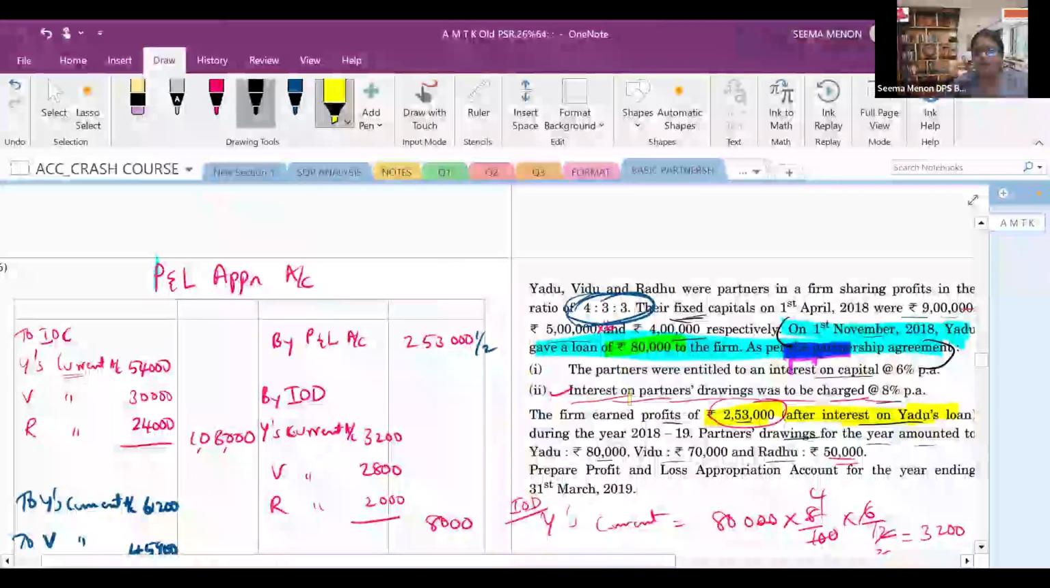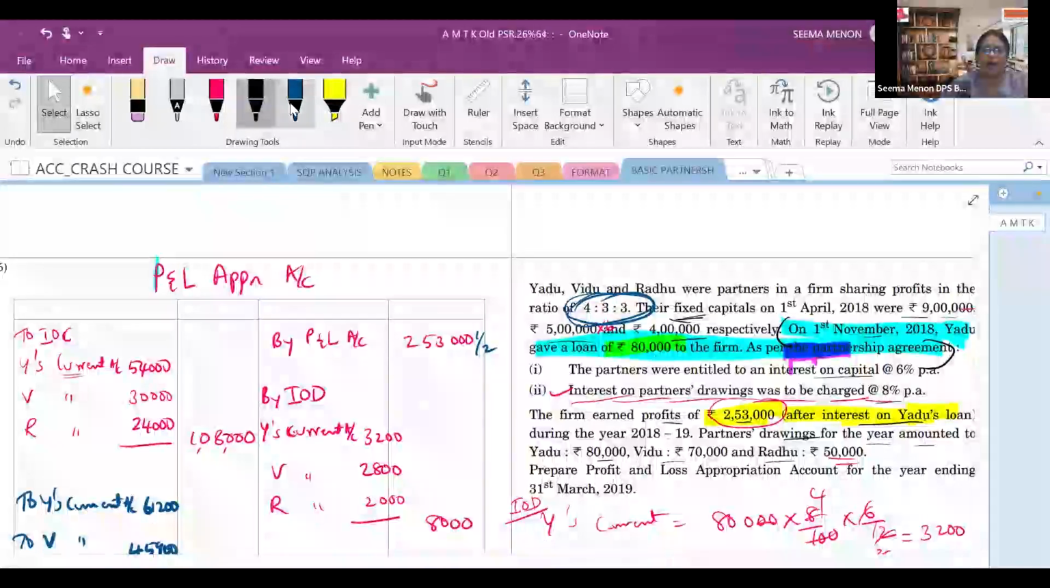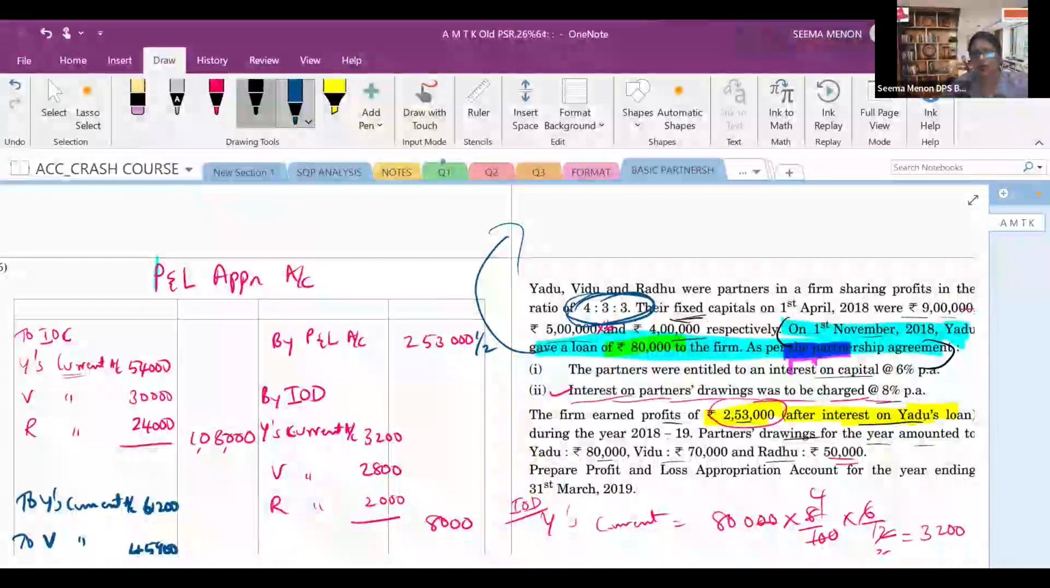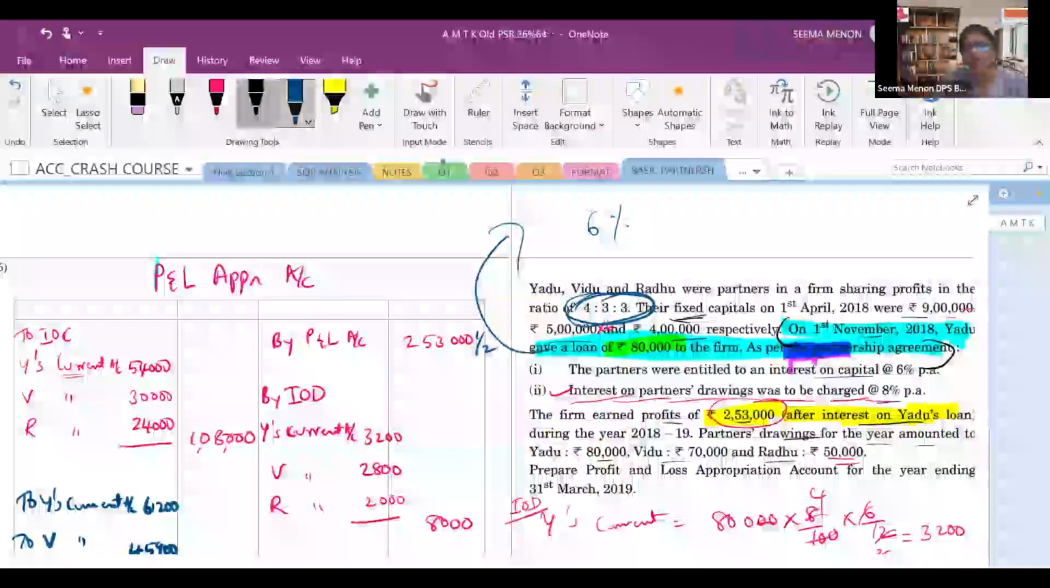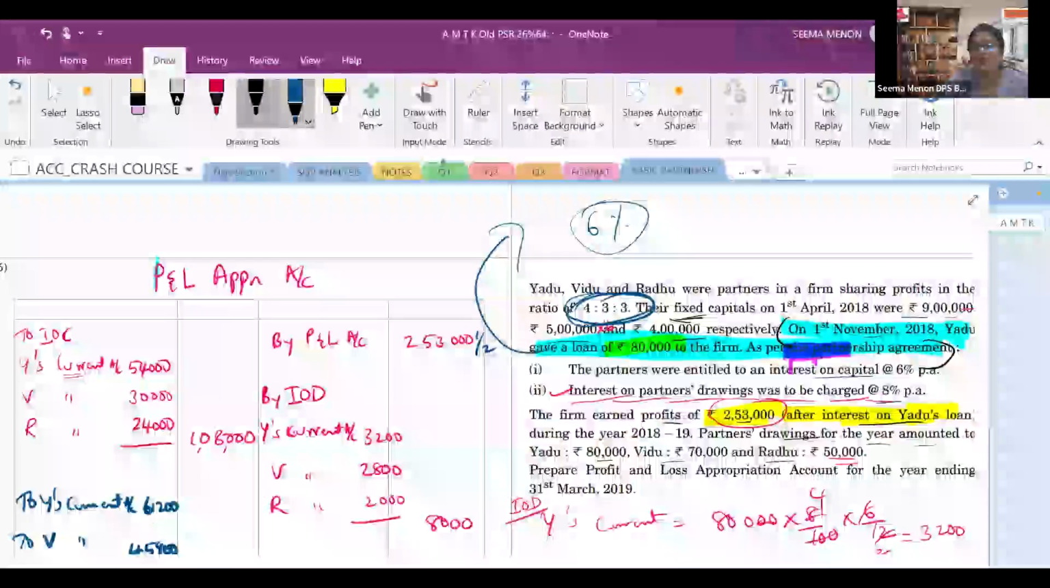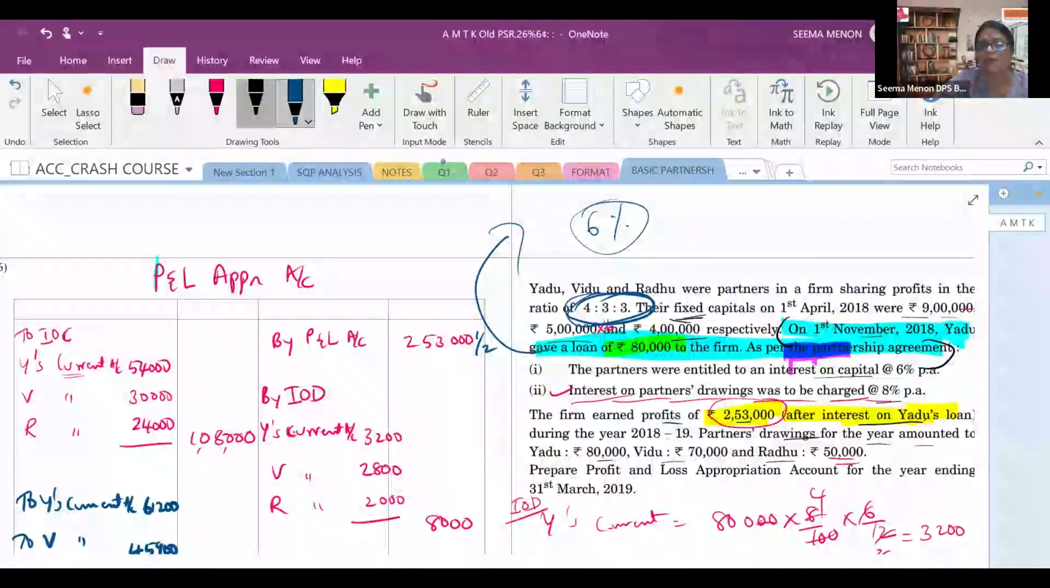So you will simply ignore. You know that I hope you are aware about the interest on loan, how to calculate. Now, interest on loan is an amount. If the rate is not mentioned, then how much is to be charged on partner's loan? It is 6%. If the partner gives any loan to the firm, interest on loan as per the Indian Partnership Act 1932, under that, there are so many provisions. So according to the provisions of the Indian Partnership Act, the partner should get 6% interest.